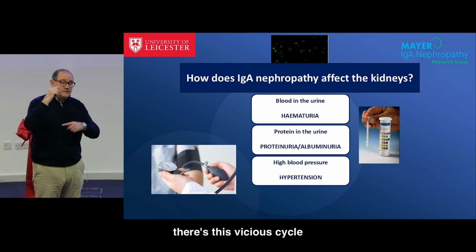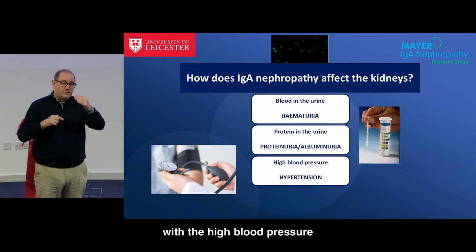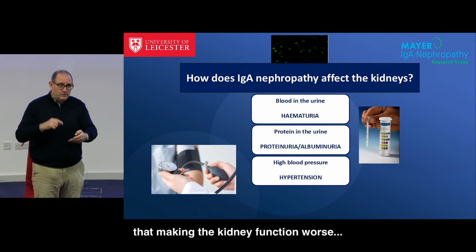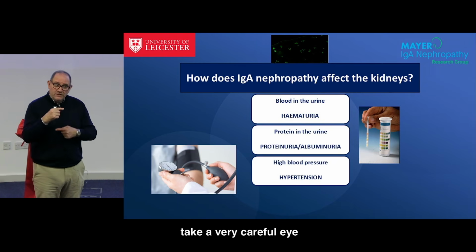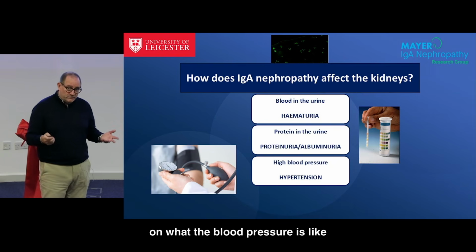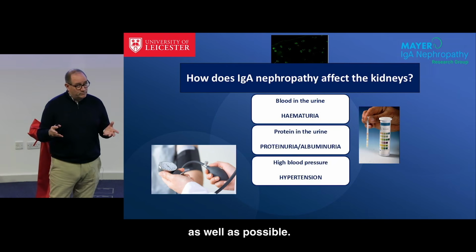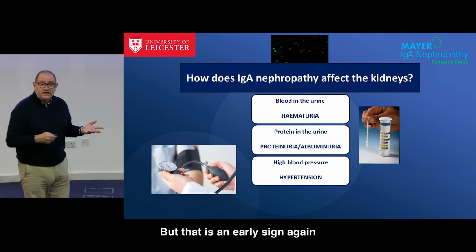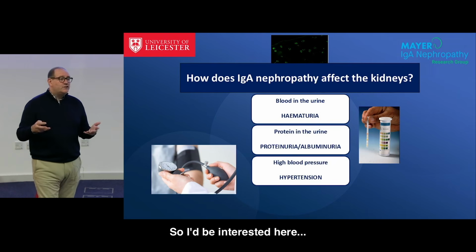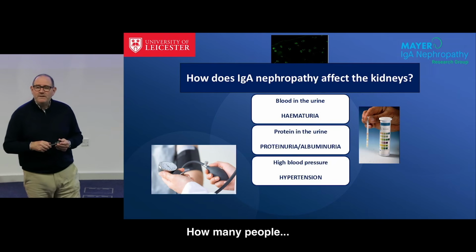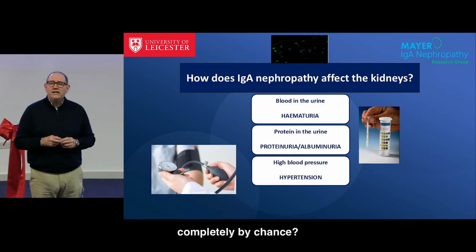So you can imagine there's this vicious cycle where you may not know what's going on with the high blood pressure damaging the kidneys, that making the kidney function worse, making the blood pressure higher. So we need to take a very careful eye on what the blood pressure is like, and we want to make sure that is optimized and controlled as well as possible. But that is an early sign again, but it's silent. So most of the time, I'd be interested here, how many people got diagnosed with IgA nephropathy completely by chance?